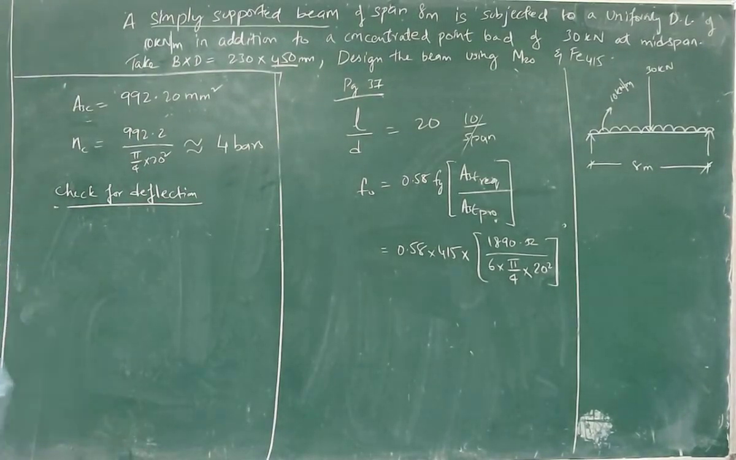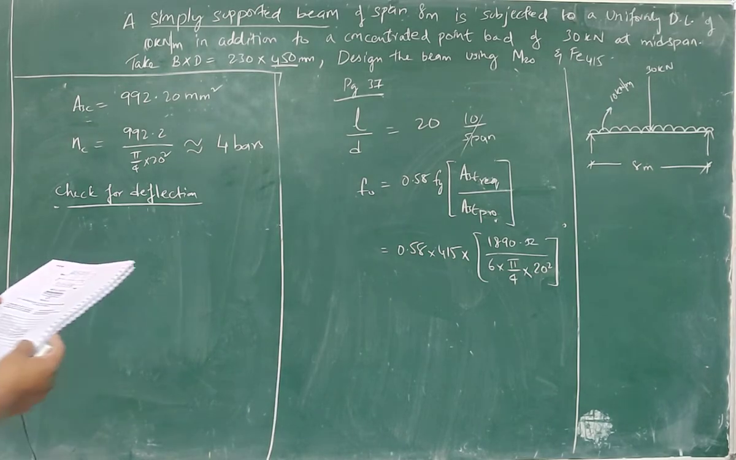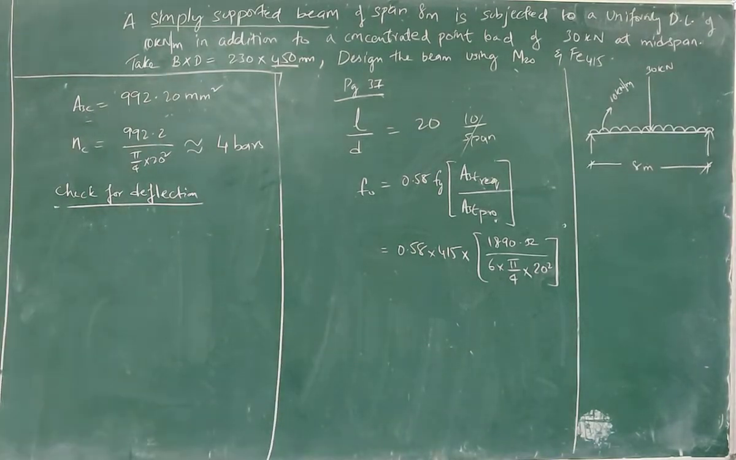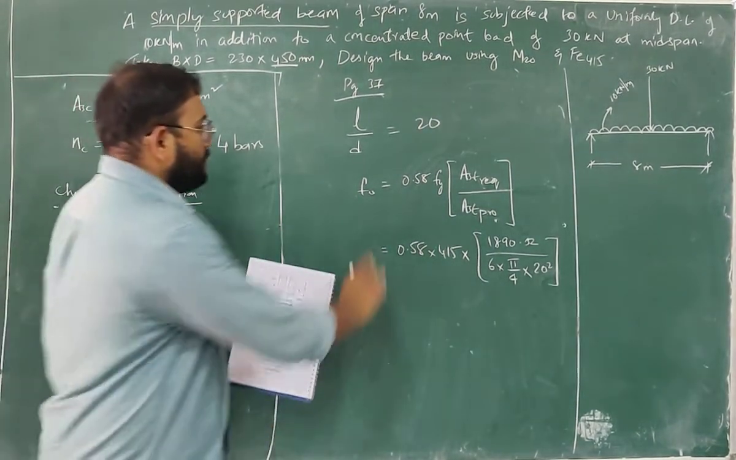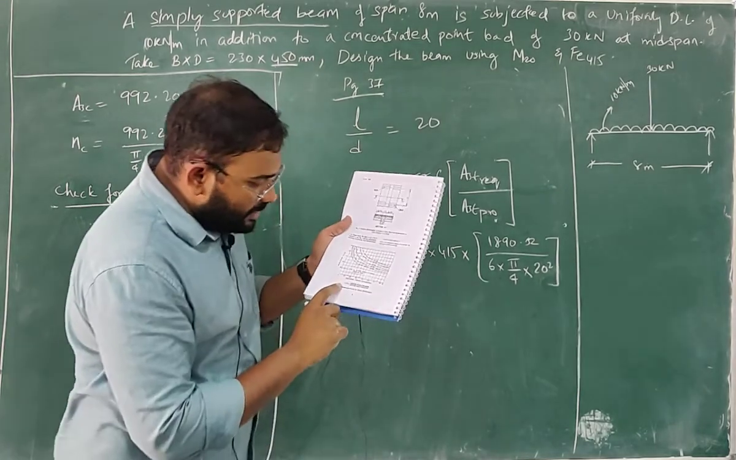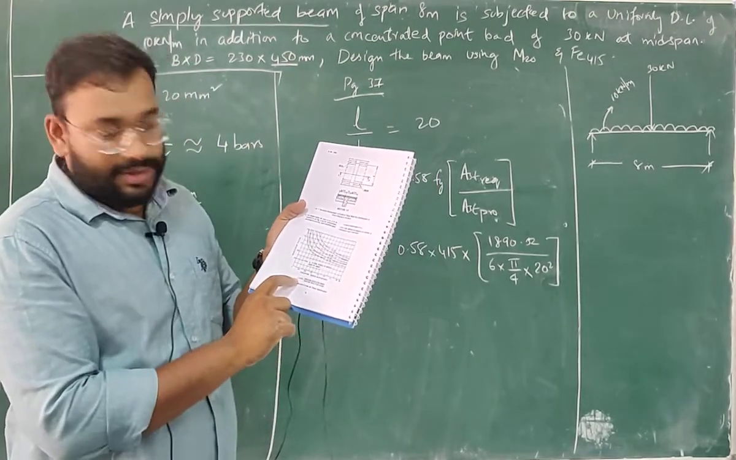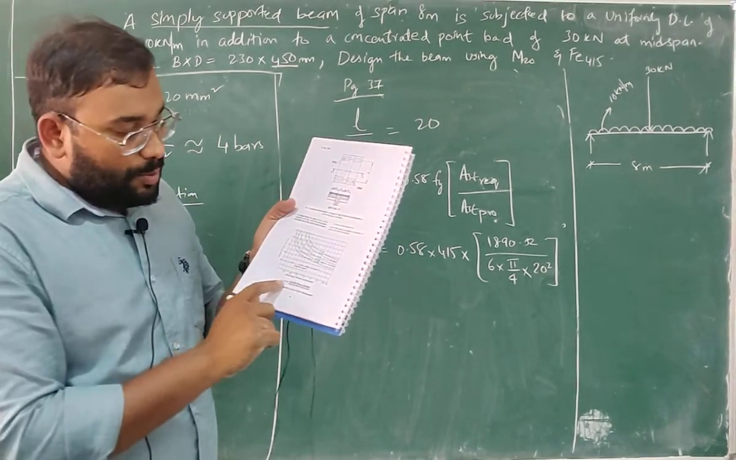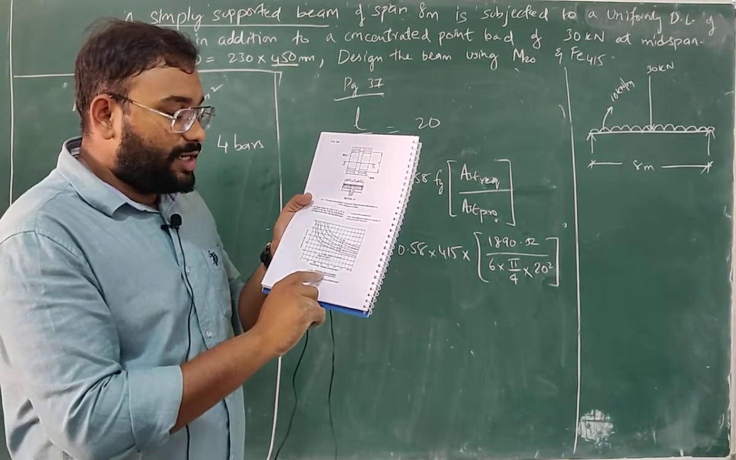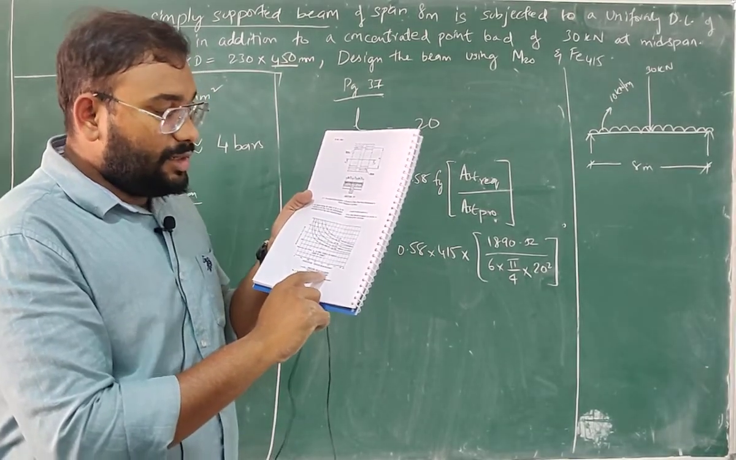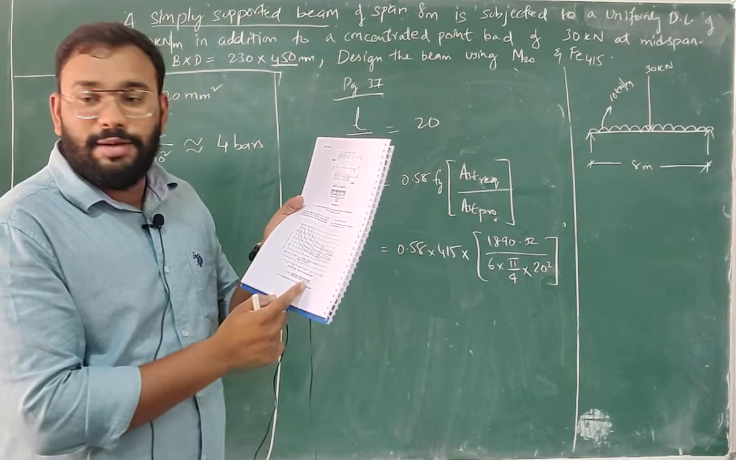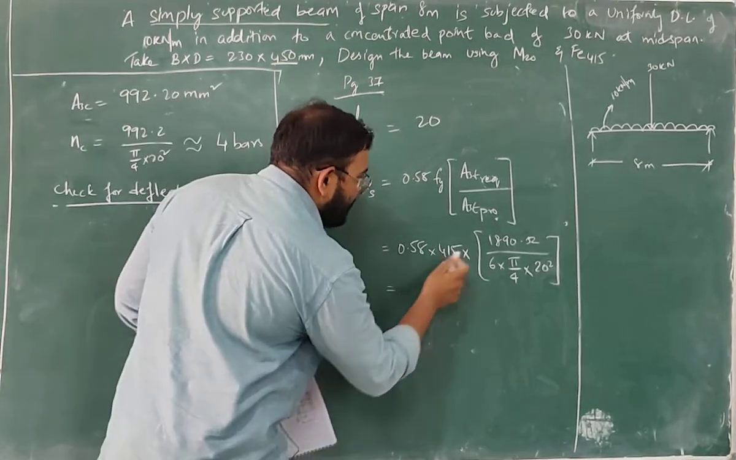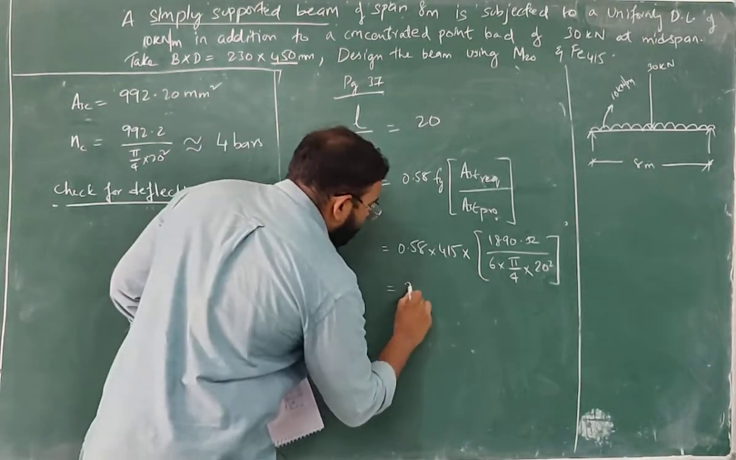Now tell me what is the answer for this one? So this is actually Fs, which is not very clear in the code book. It is Fs. See code book page number 38. The Fs formula is given to you: 0.58 Fy into area of cross section of steel required divided by area of cross section of steel provided. So we have substituted required and provided here. How much is the answer for this one? It is 240.